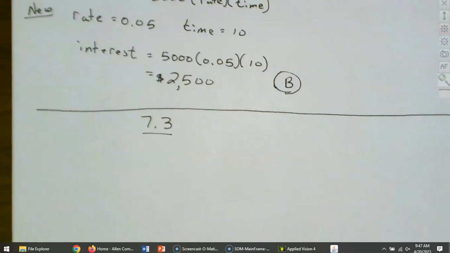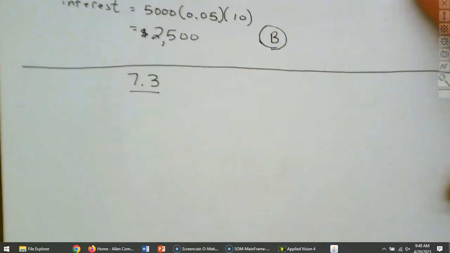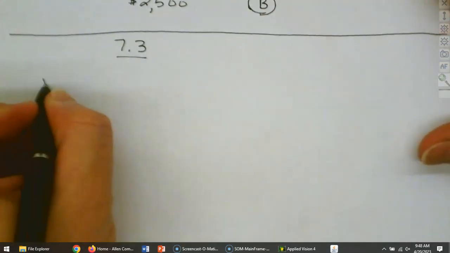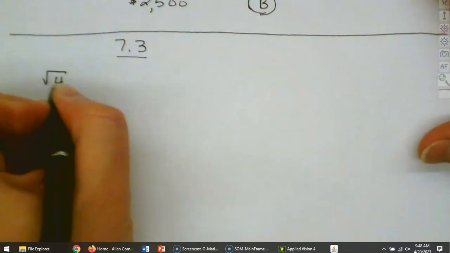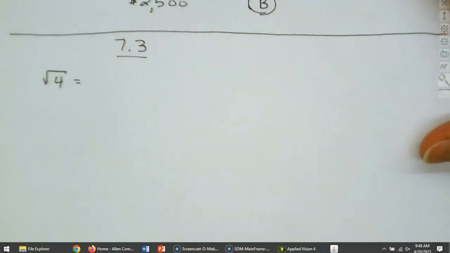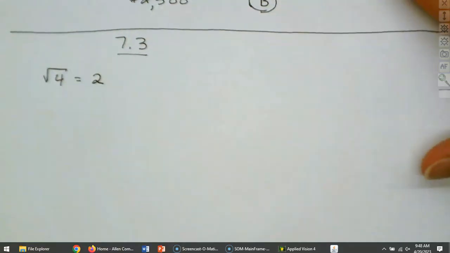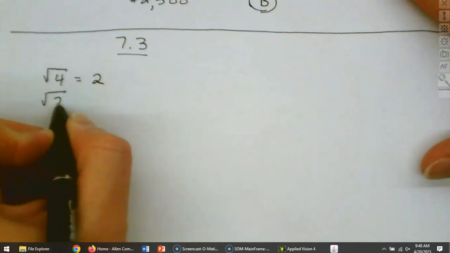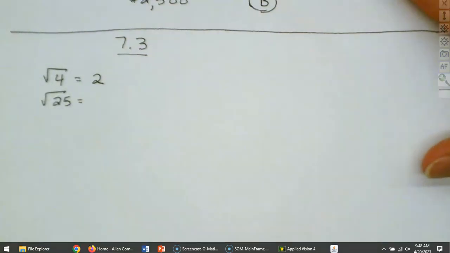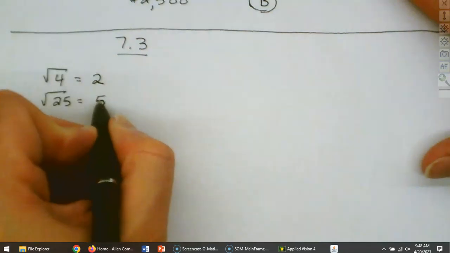So what we need to first learn how to do is how to break up square roots. We're not going to look at cube roots or fourth roots or any other root. We're going to focus only on square roots. Now some of these we are already familiar with, and some of these we can use our calculator on. So we know, for example, that the square root of 4 is simply what? Simply 2. And the square root of 25 is simply 5.